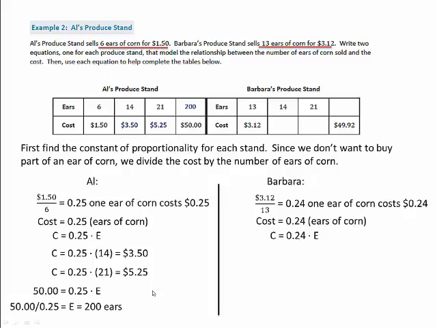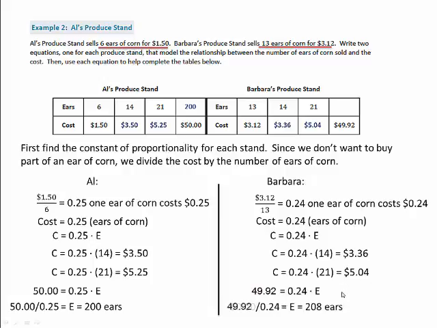Now let's look at Barbara's produce stand. We have the same number of ears of corn, 14 ears of corn and 21 ears of corn, and we follow the same steps. Substituting 14 for E gives us $3.36. Substituting 21 for E gives us $5.04. At Barbara's stand, we want to know how many ears of corn we can buy for $49.92. If we substitute that in for C, we're going to get 208 ears of corn.